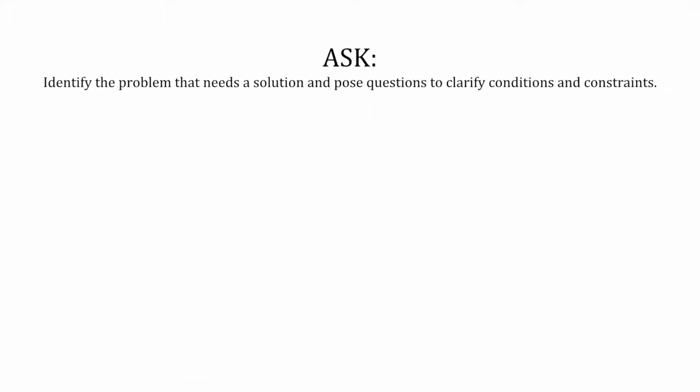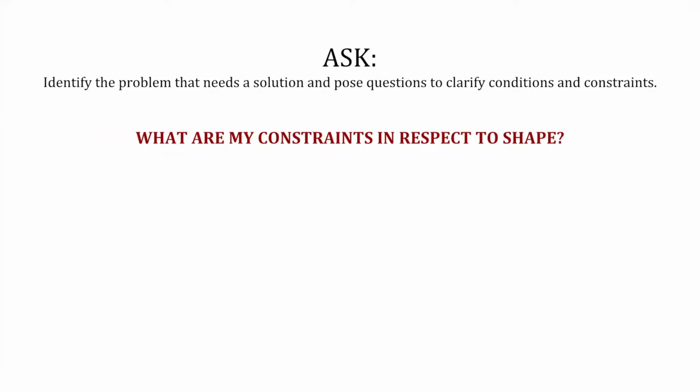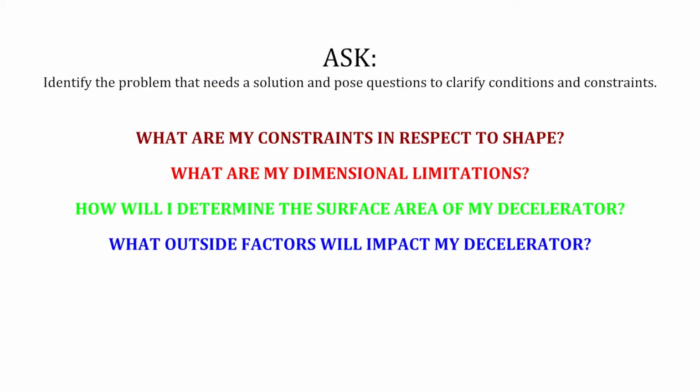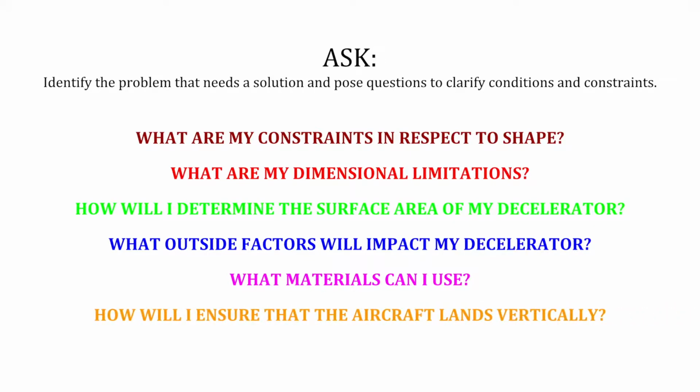Once I reviewed the EDP, I began the first step and started asking significant questions relevant to the project, such as: what are my constraints in respect to shape? What are my dimensional limitations? How will I determine the surface area of my decelerator? What outside factors will impact my decelerator? What materials can I use? And lastly, how will I ensure that the aircraft lands vertically?